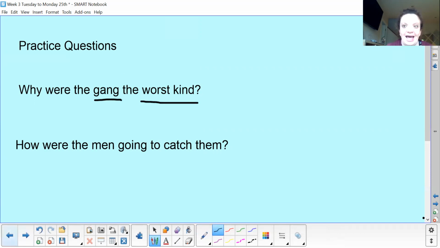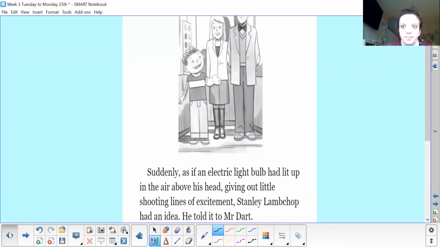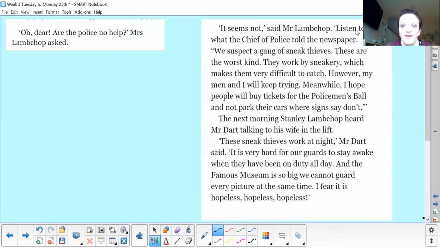Now we're going to go back in our text to where we can find gang. There's gang and there's worst kind. Pause the screen and try to find out why this gang of thieves were the worst kind. Off you go. Write down your answer.